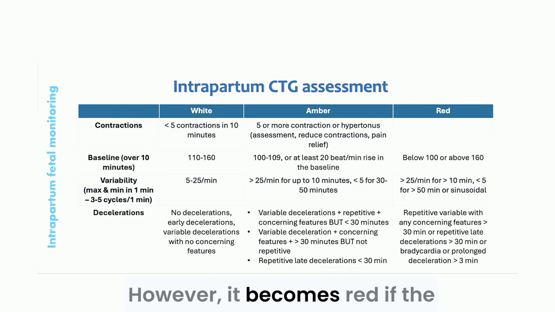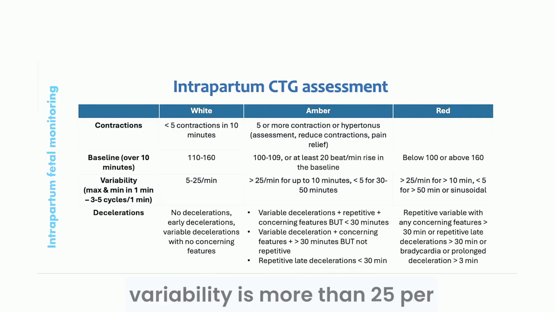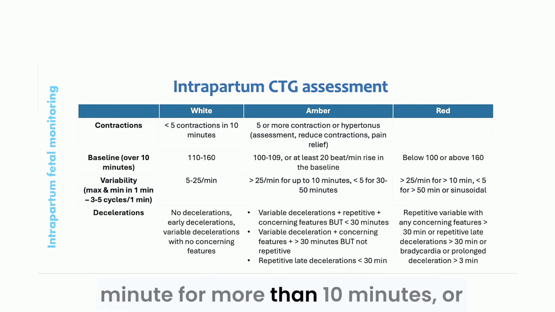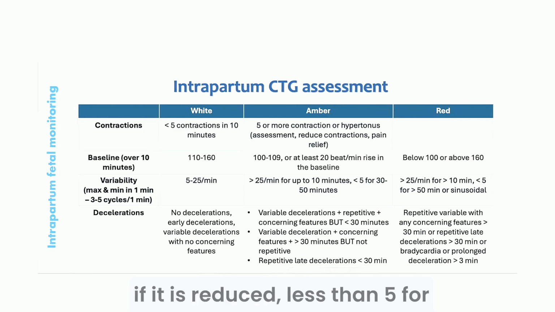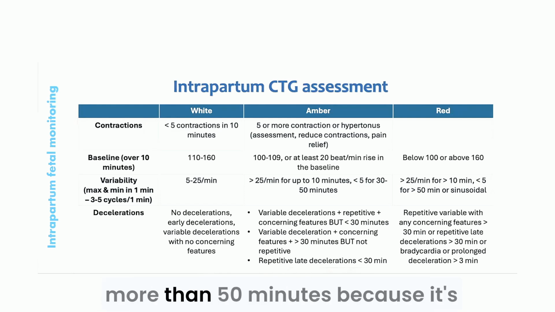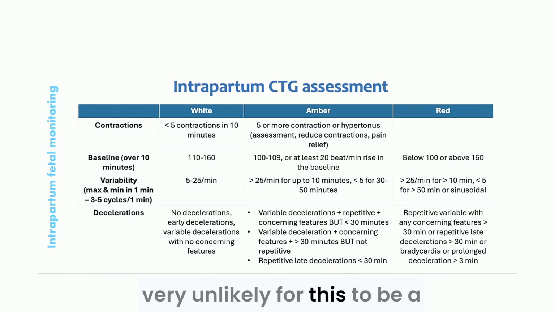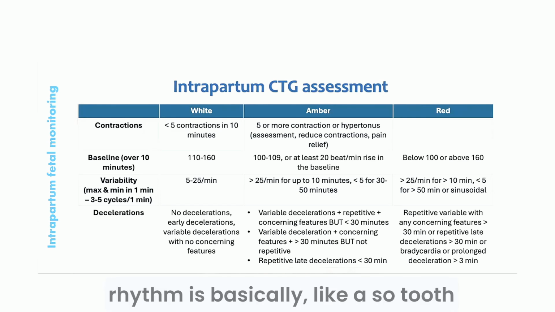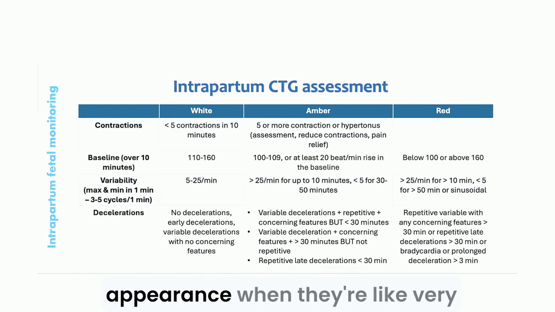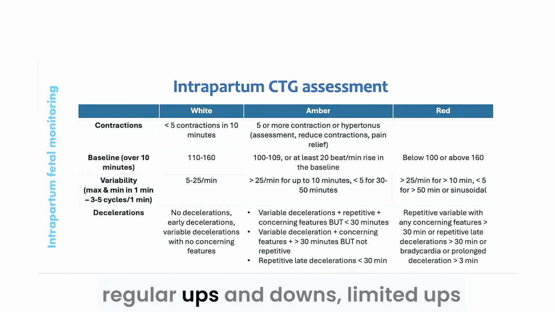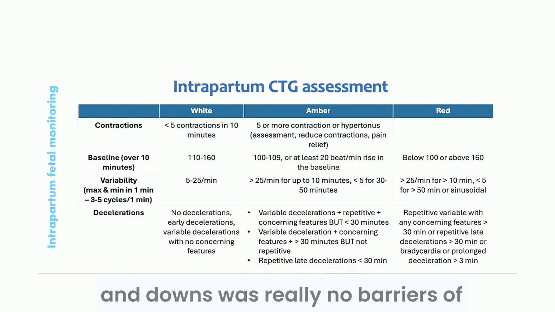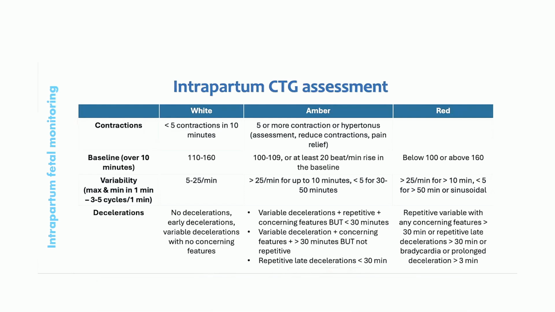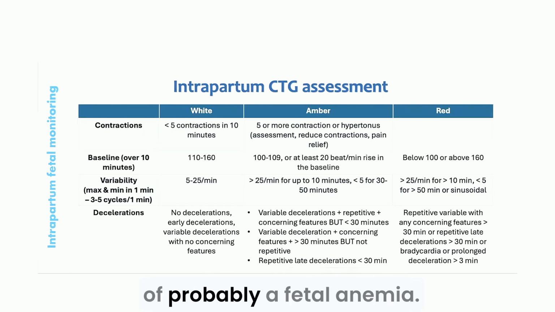However, it becomes red if the variability is more than 25 per minute for more than 10 minutes, or if it is reduced to less than 5 for more than 50 minutes, because it's very unlikely for this to be a sleeping cycle. Or of course, if there is a sinusoidal rhythm, basically like a sawtooth appearance, very regular ups and downs, limited ups and downs, with really no periods of acceleration. This is typically a sign of probably fetal anemia.